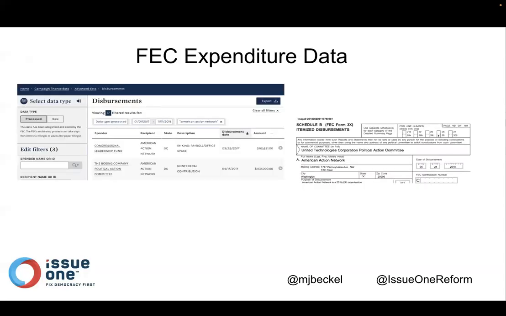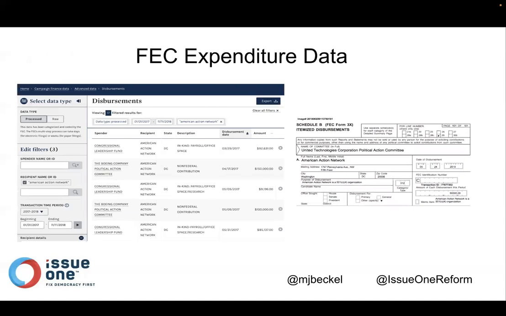So here is the FEC's expenditure data database on its website. Again, this is linked to in the tip sheet, but you can type in the name of any recipient. So if you care about a certain politically active dark money group, for instance, you can type that into the recipient field here on the FEC's expenditure search.